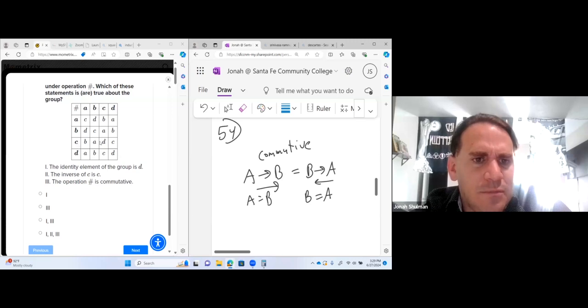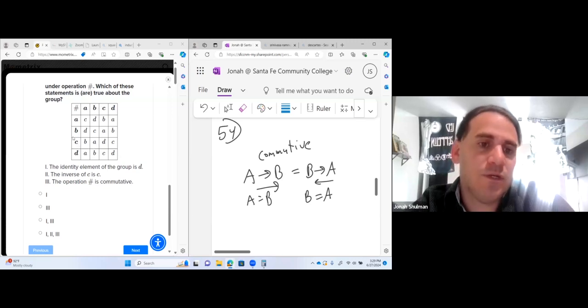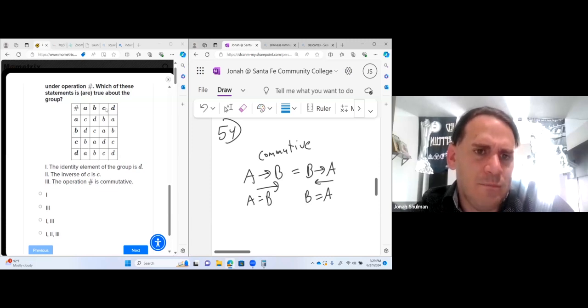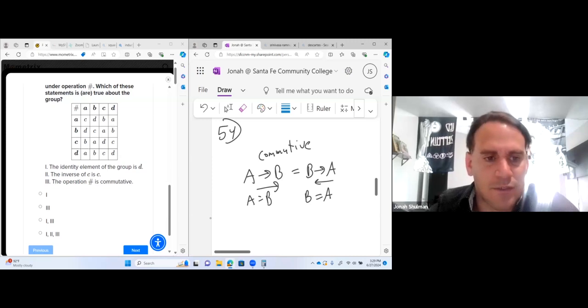If C, B makes A, then does B, C make A? Yes, it does. Okay, so BC is A and CB is A. If DA is A, then AD is A. Yeah, so it is commutative. So 3 is correct. I like that.